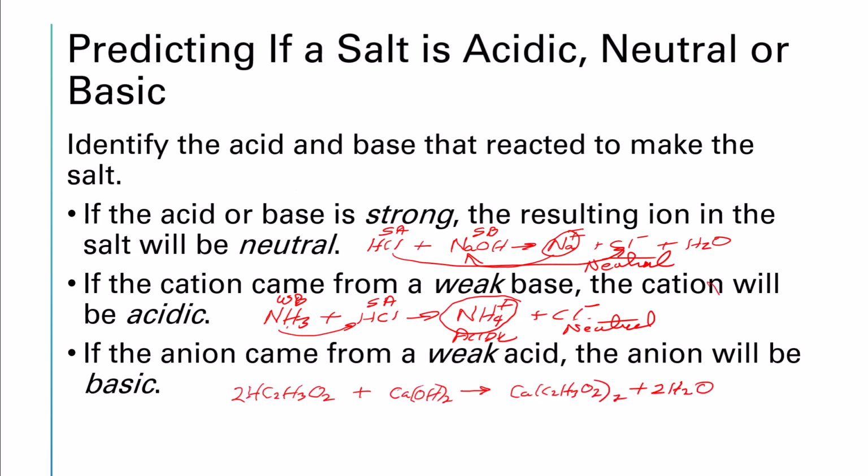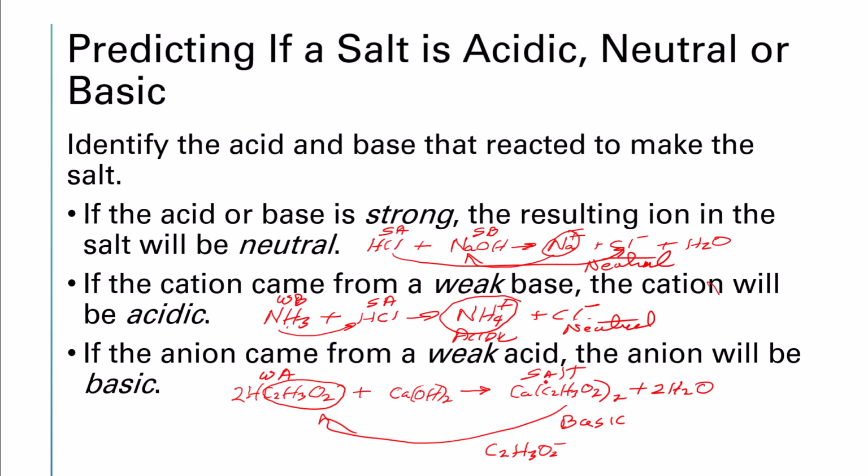It's HCl's conjugate base, which is neutral. If the anion came from a weak acid, here is a weak acid. This is acetic acid, which is a weak acid. Here is its anion, acetate. And if the anion, here's the salt, this is your salt, and if the anion came from a weak acid, this is going to be a basic anion. Okay, and just to show you the chemistry, this is acetate in water.